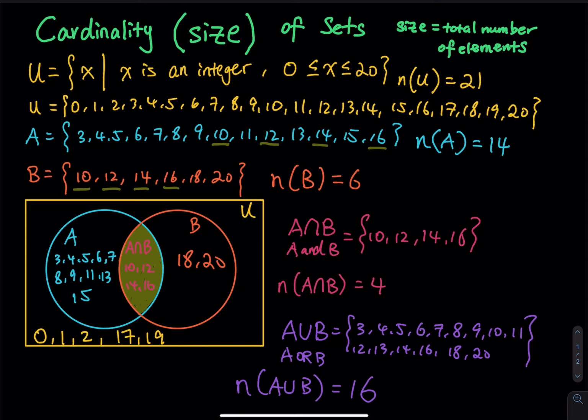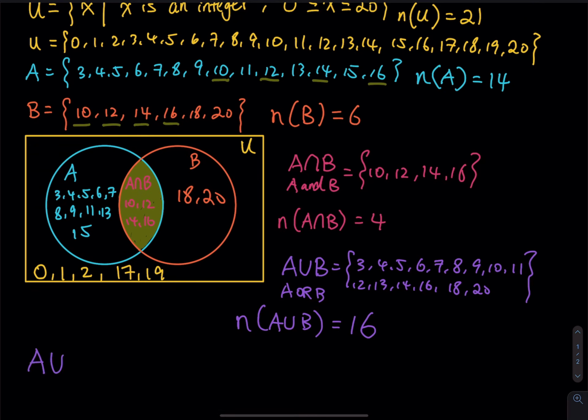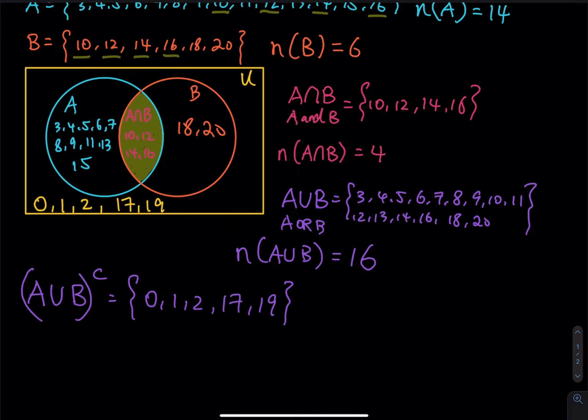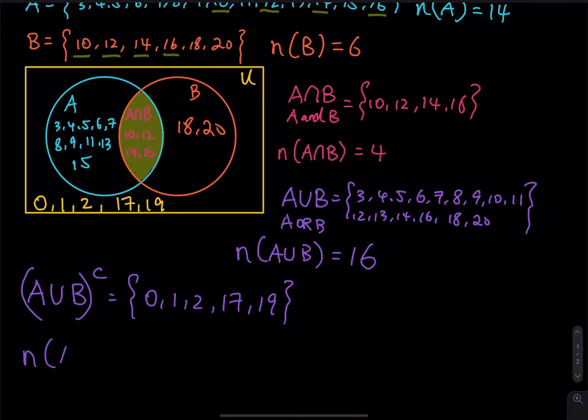All right, and I want to do one more. How about A union B complement? So A union B, how about the complement? What does that mean? The complement is, other than those 16 numbers you just counted, what is not included? So what is not included in the A union B? The answer is everything outside of those two circles, which is 0, 1, 2, 17, and 19. So what is the cardinality? The size of A union B complement is 5 elements, so that is equal to 5.